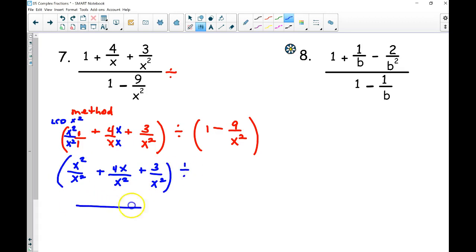I would combine like terms. Well, it's nothing alike, but I would at least put them together in the numerator. And now let's go to the second fraction. The LCD here is x squared as well. So this would become x squared minus 9.